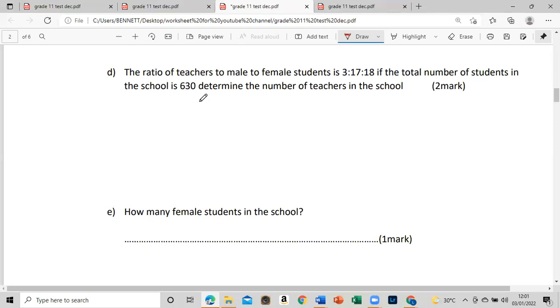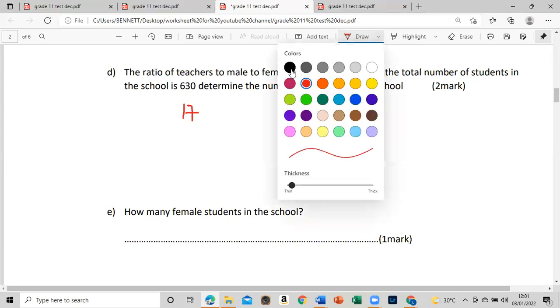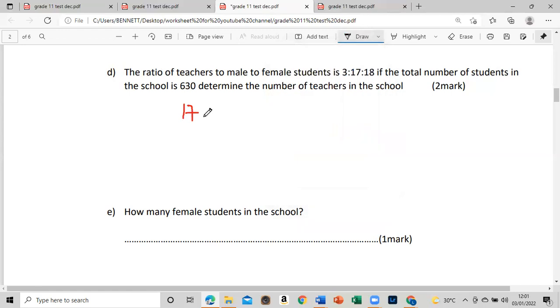So I'm going to work out that part here first. To make it is the boys and the girls. So if boys are 17 and girls are 18, that means 35 represents the total, right? So 35 is equal to the 630. So we have to find out what one of the ratio represents. So 35x equals 630. I'll just divide by that.